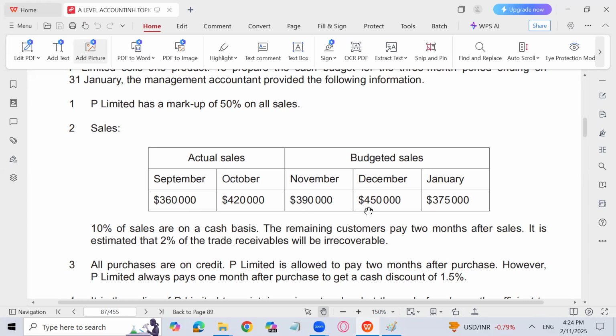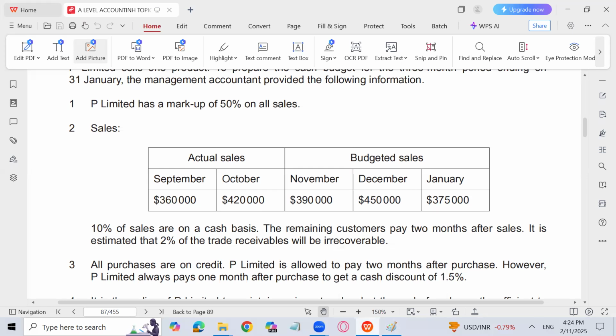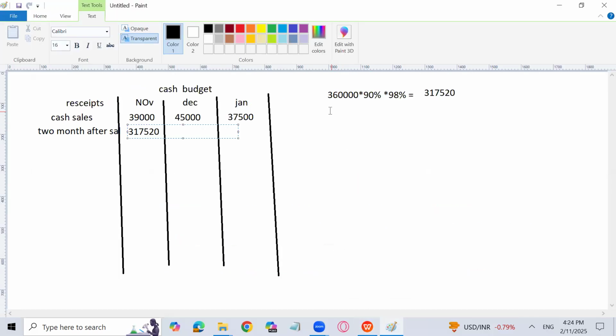Okay. Next is the October sales 4 lakh. Sorry, December sales, that is 4,50,000. 10% we have received in cash. We have already recorded that. So the October sales, 90% of October sales is going to be received in December, but after deducting 2% for bad debts. What is the amount of the October sales? 4,20,000. So I will write here 4,20,000 multiplied by 90% multiplied by 98%.